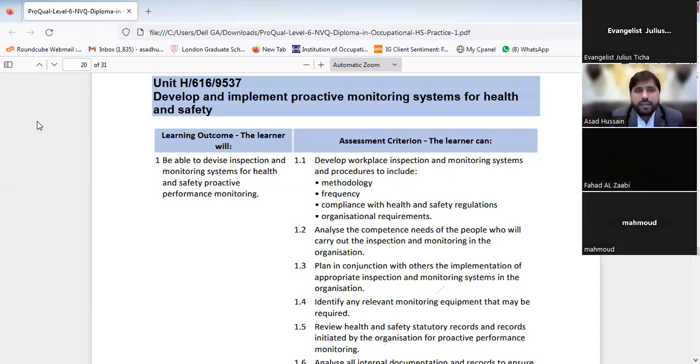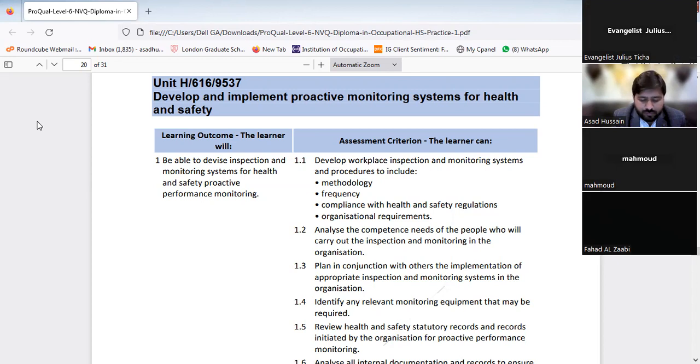Yes. Okay, teacher, go on. All right, so in this proactive monitoring, are we going to talk about audits? Yeah, we can perform our audits there to maintain the control system. Internal audits, even external audits, you can use as a proactive monitoring system.